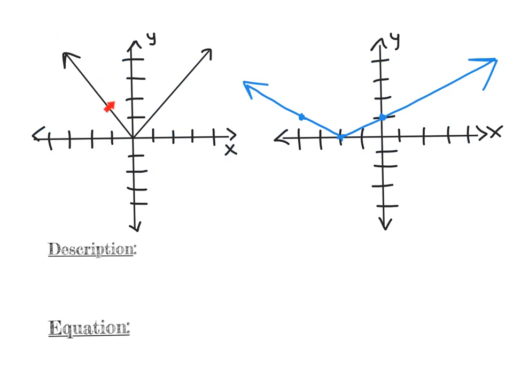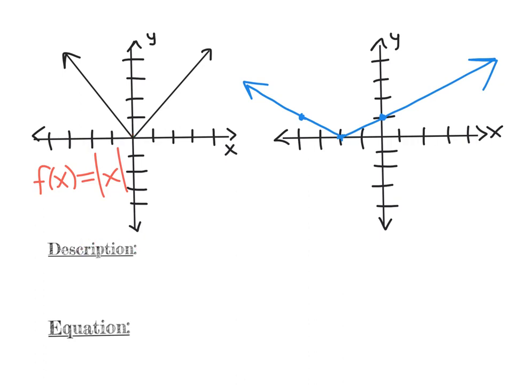Here we have the original parent function. The original parent function, I'll write this in a different color, is f of x equals the absolute value of x. It goes through the origin, and it goes through 1 comma 1, it goes through those points. Notice how this function is a transformation. This is how it changed to the new function. So we want to be able to describe what happened here from here to here, and what is the equation of the new function. So let's start with the description.